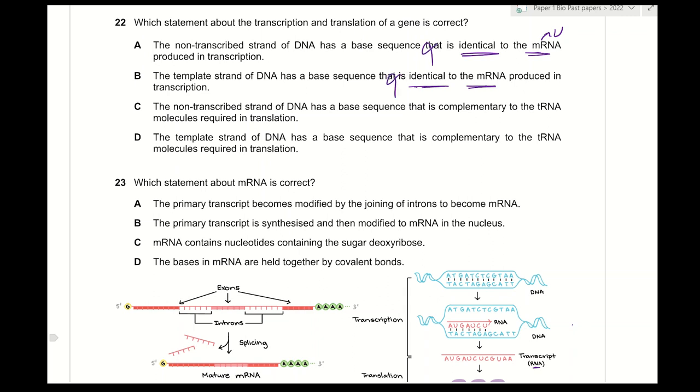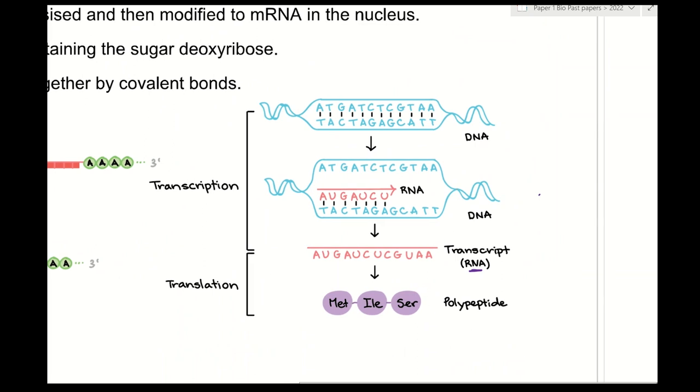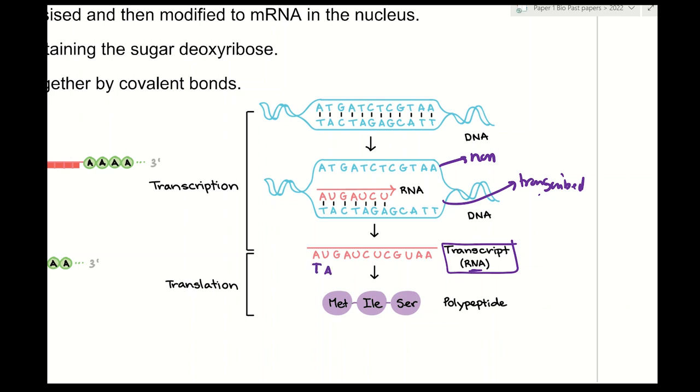For C and D, for C, the non-transcribed strand of DNA has a base sequence that is complementary to the tRNA molecules required in translation. Now let's take a closer look at this diagram so you further understand my statement. Here, this is the non-transcribed strand and this is the transcribed strand. And this is the RNA. Now I'm going to write the tRNA code that is complementary to this RNA so we could solve the question. So it's going to be T A C T A, and the list goes on. Here it says that the non-transcribed strand is complementary to the tRNA. Therefore, this is correct, because adenine goes with thymine, thymine goes with adenine, and G goes with C. Therefore, C is going to be the correct answer.